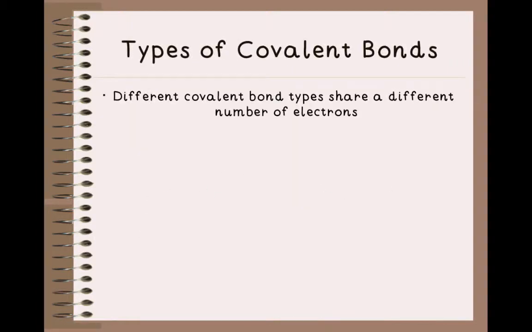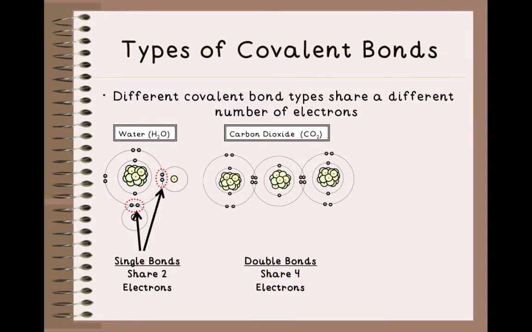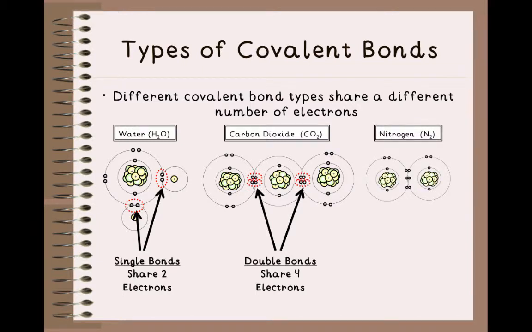Other types of covalent bonds can be formed between different nonmetals. Here we have water that shares 2 electrons. We have carbon dioxide, which shares 4 electrons. And we have nitrogen, which forms a triple bond sharing 6 electrons. So notice that here I am sharing 2, here I'm sharing 4, and here I'm sharing 6.